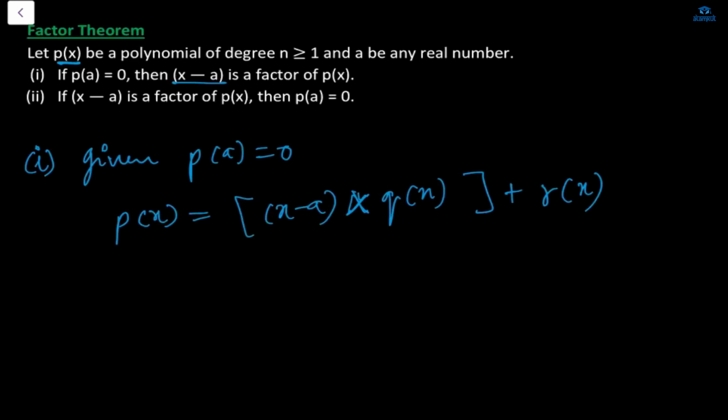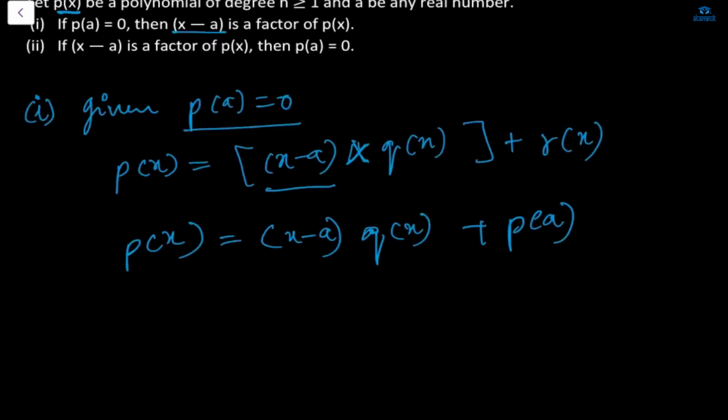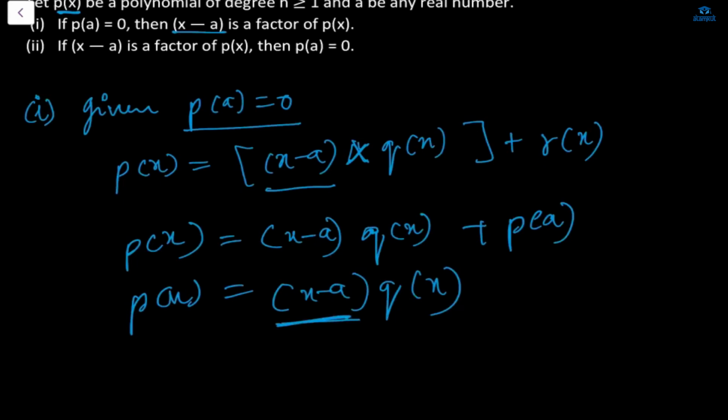From the remainder theorem we know that if we divide by this particular polynomial, the remainder will be p(a). So p(x) is equal to x minus a multiplied by q(x) plus p(a). Since it is given that p(a) is equal to 0, p(x) is equal to x minus a times q(x), because p(a) is 0. You can clearly see there is no other term, so x minus a is a factor of p(x).